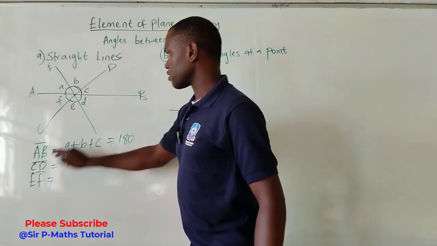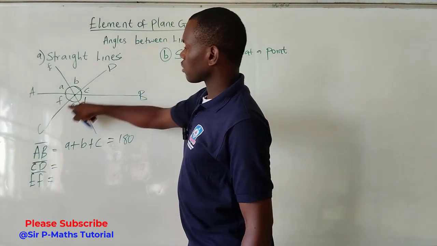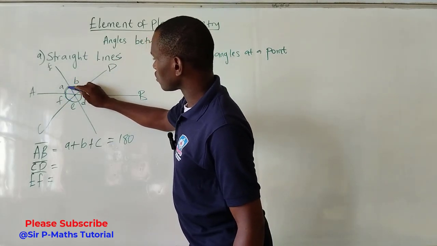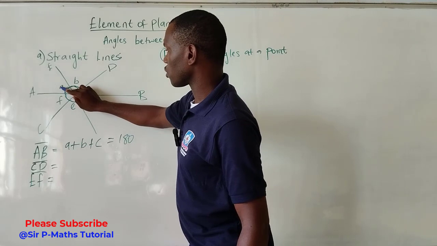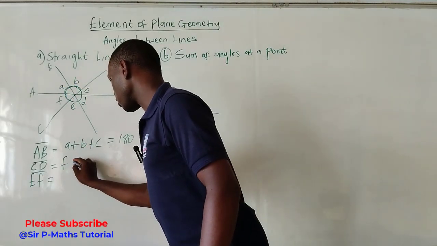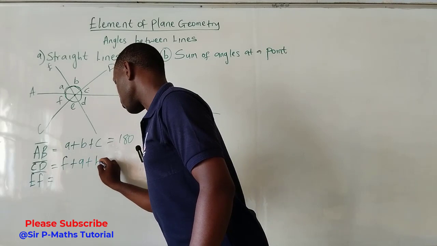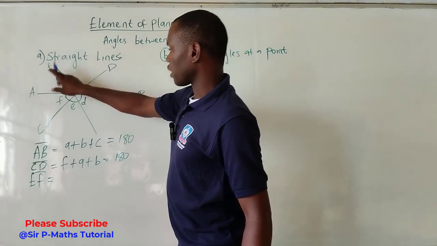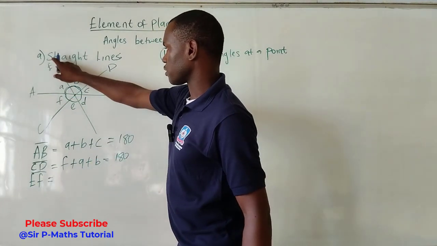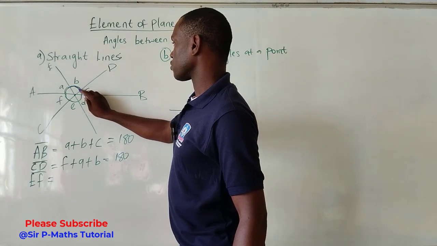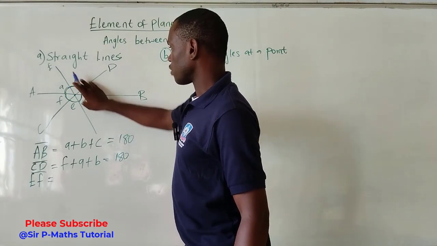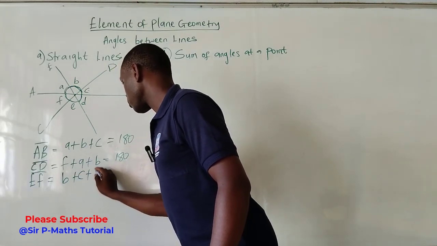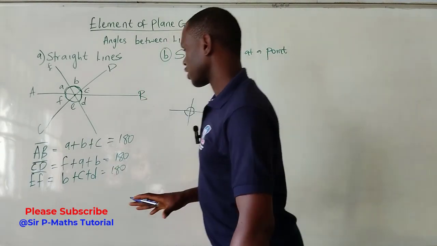Now let's consider line CD, this line. What are the angles that are formed on this line? You see, that is this angle, and this angle, FAB. So if I add F plus A plus B, I will obtain 180 degrees. And lastly, I have line EF, this particular line. The angles I have there on it are 1, 2, and 3. If I add the three of them, that is B plus C plus D, I will obtain 180 degrees.